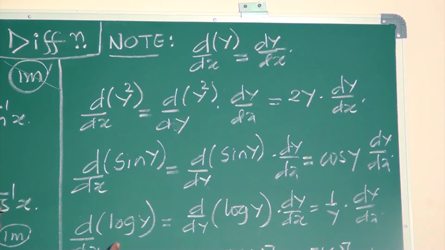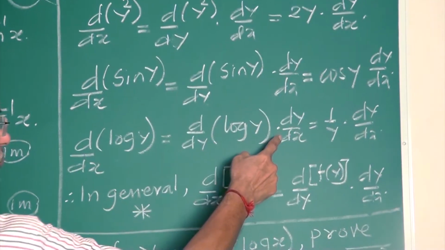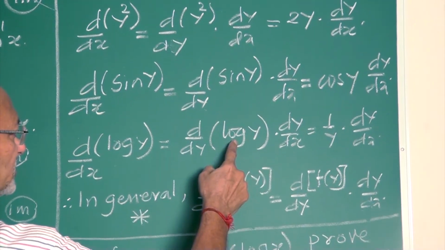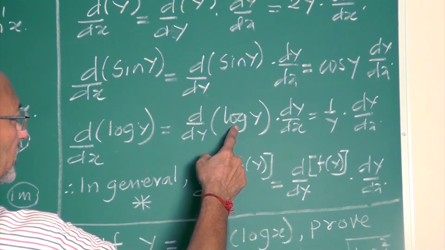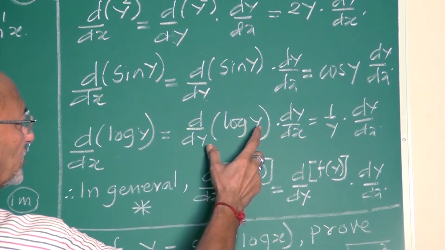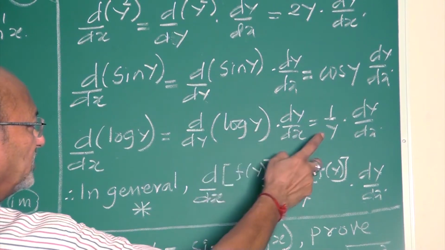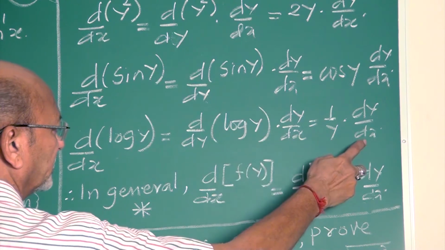Log y. What is the derivative of log y? First log y with respect to y, then y with respect to x. The derivative of log x with respect to x is 1 by x. Log y with respect to y means 1 by y into dy by dx.